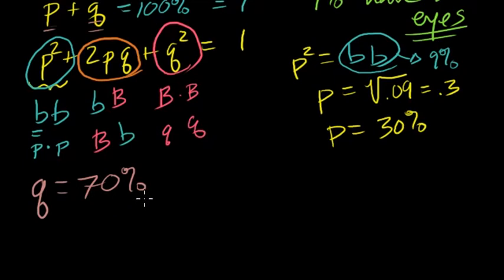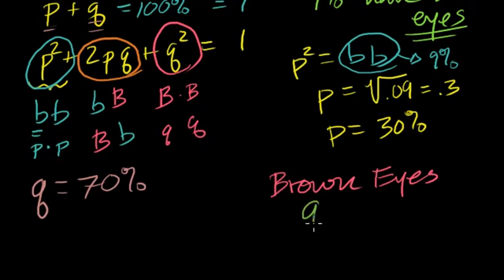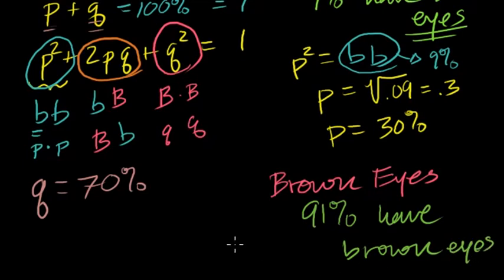So what percentage of my population are going to have, well, I'll do an easy one. What percentage of my population are going to have brown eyes? So if I just look at the phenotype, brown eyes, I don't even have to use any of the formulas for this one. I already told you 9% have blue eyes, so the rest must have brown eyes. So 91% have brown eyes.